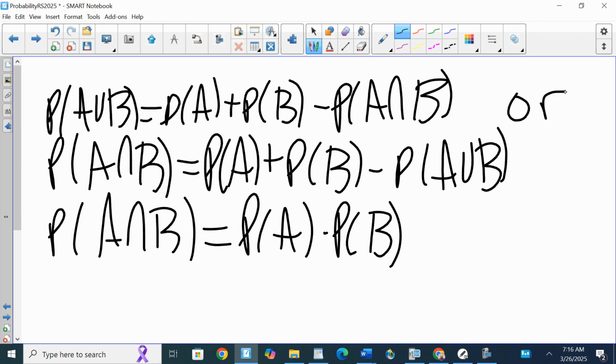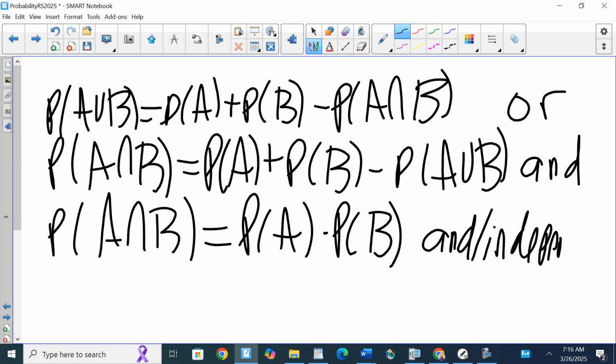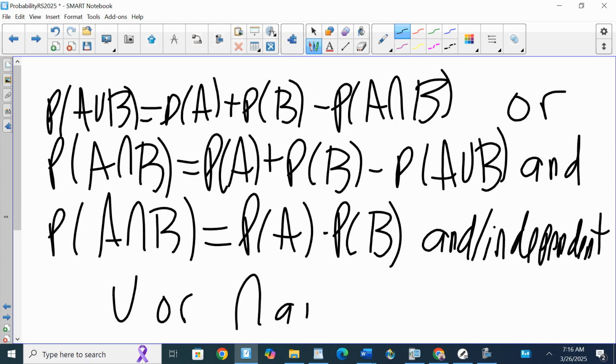If you see or, we use the or formula. If you see and, we use the and formula. If you see and it says independent, then we use the independent formula. And again, in this formula, this is your or, this is your and. So your key words are or and and.